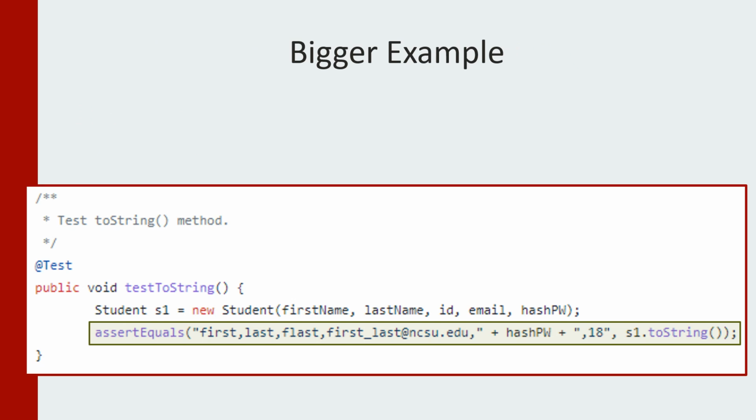So let's just take a look at a bigger example, just how it would look in the code itself. So as you can see, I have this @Test. I'm going to test the toString method.